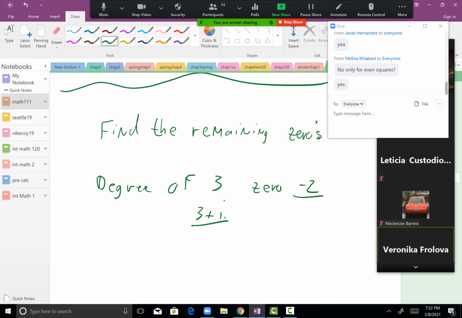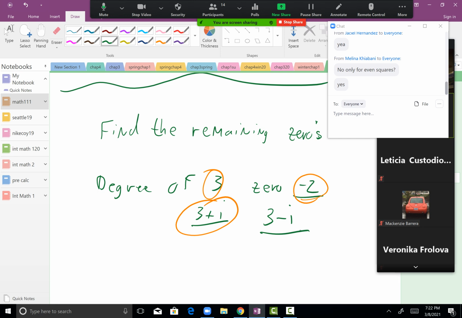Either way here, we have a degree of 3. So we know we have 3 solutions. I got 2 of them right here. Can anybody tell me what the third one is? Put it in the chat or just tell me. 3 minus i. Yeah, good. I like it. It's in unison too. That's even better. 3 minus i. That's it. That's all they're asking you to do.